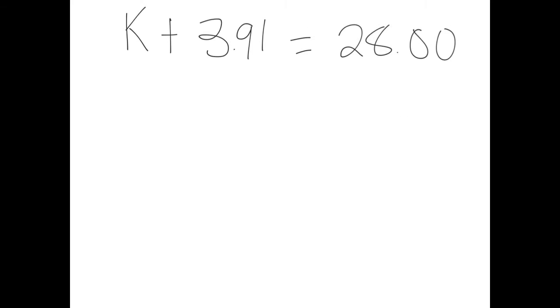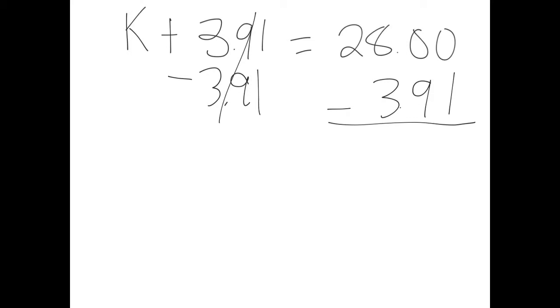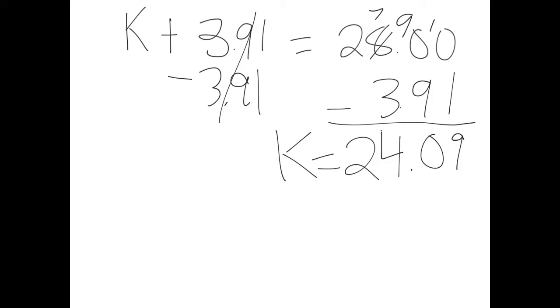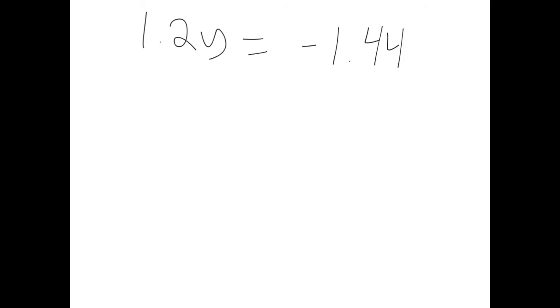This is an addition equation. So you would subtract 3.91, that would cancel out, and then 3.91 from here as well. Then you would subtract that, so you would need to borrow, and so that would be 904, put the decimal, 24.09. So K equals 24.09.